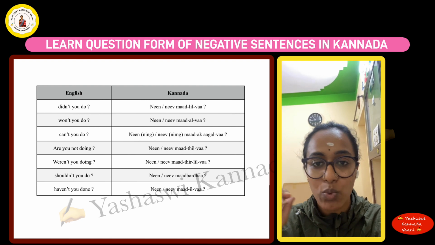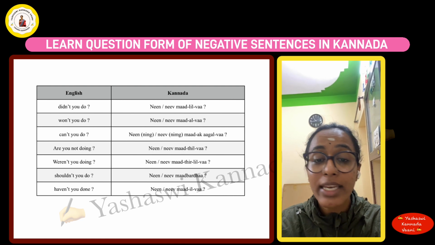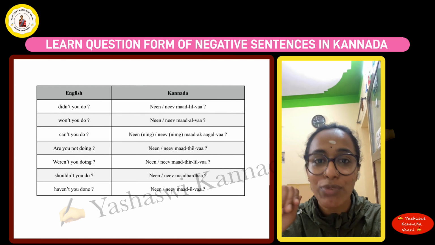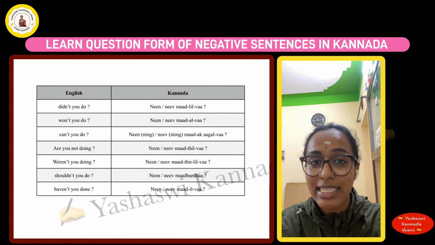For example, the first one, I didn't do, is naan madlilla. Didn't you do? Neen madlilva. So always the sounding at the end of the sentence will make a question. So I've just given you the details, that list.